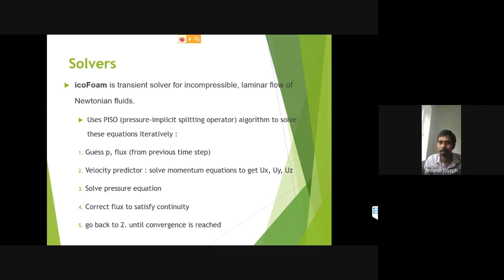If I keep those files in the zero folder and I am using the solver icoFoam, it will show an error because they are unexpected. icoFoam doesn't solve turbulent cases, so it doesn't want those values. It will tell that some other values are there and it will produce some errors. That's it.